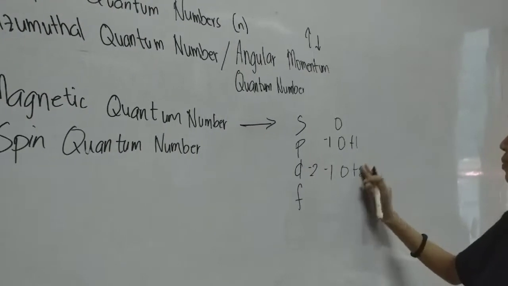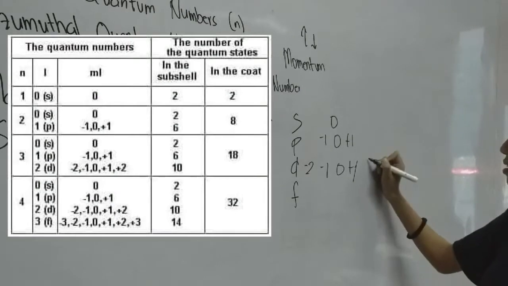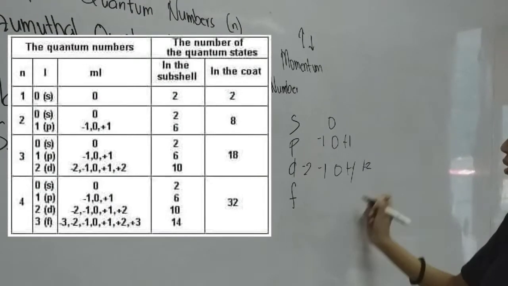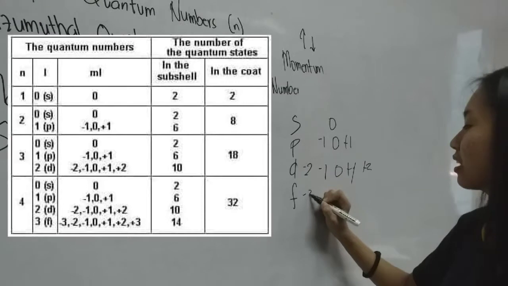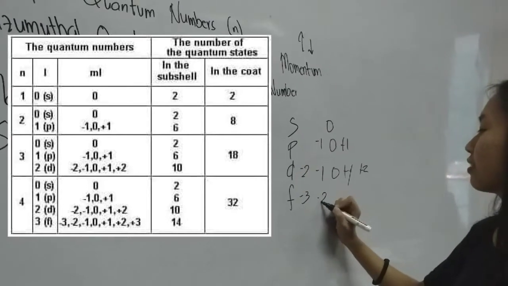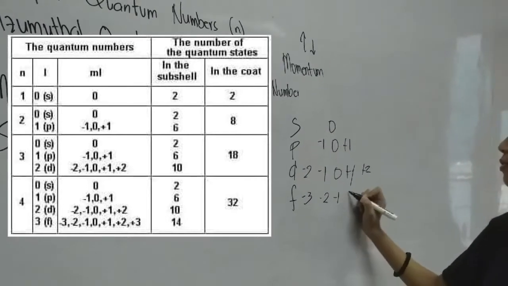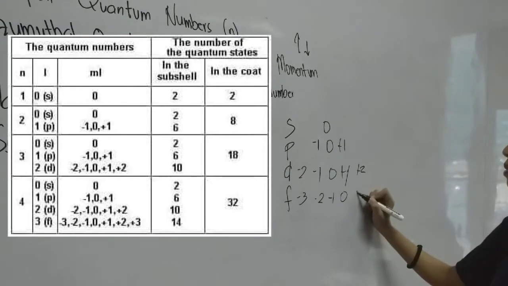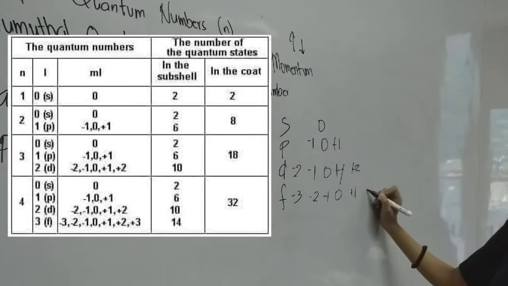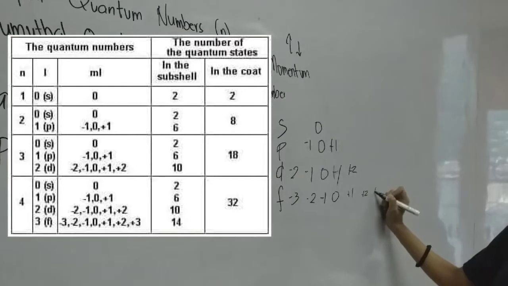For example, S is equal to 0. P: -1, 0, +1. D: -2, -1, 0, +1, +2. Then F is -3, -2, -1, 0, +1, +2, and +3.